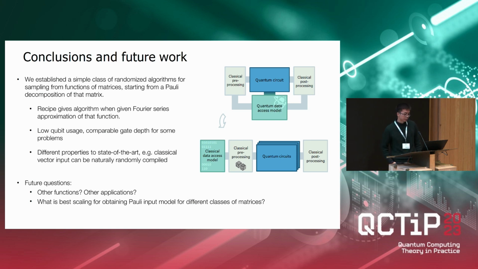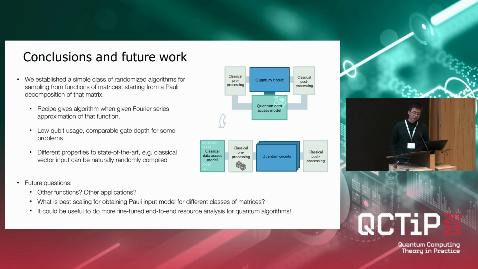And to end on some future questions, of course, we could always look for more functions and more applications. One big question is how to obtain this Pauli input model for different classes of matrices. In general, we expect extracting the Pauli decomposition to be hard. But there is a question of whether there are specific classes of matrices for which this is efficient.